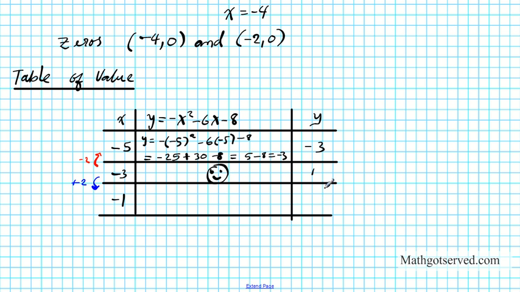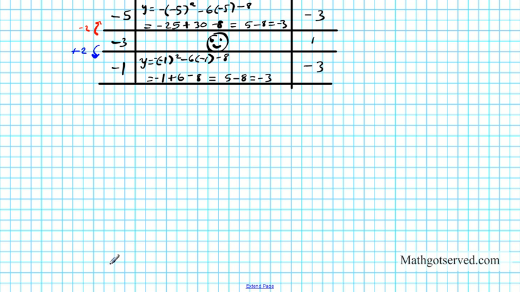Now we expect this to be negative 3 also, or else our answer is wrong. So let's work it out. y equals negative 1 squared minus 6 times negative 1 minus 8. So we're going to have negative 1 plus 6 minus 8, which equals 5 minus 8, which is negative 3. So that works perfectly. Alright, so now with that in mind, let's go ahead and draw our graph.